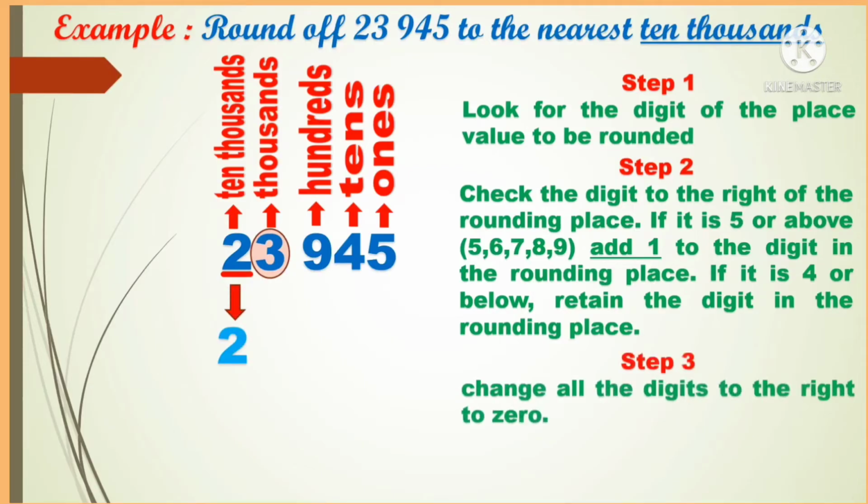Step 3. Change to zeros all the digits to the right. So, itong 3, 9, 4, and 5 ay magiging 0 na ngayon. Ayan. So, kapag ini-round off natin ang 23,945 sa nearest 10,000s, ito ay magiging 20,000. So, which is, we rounded down.